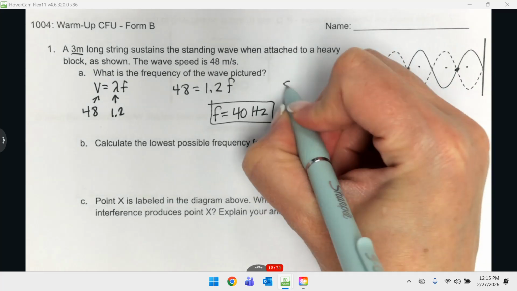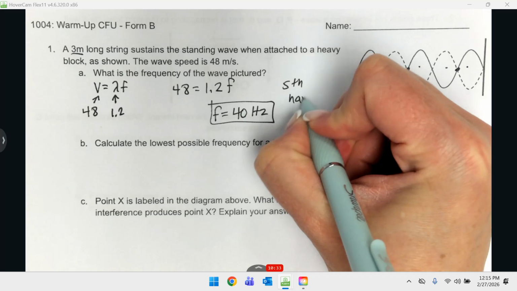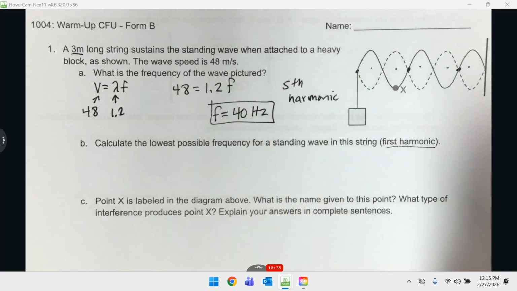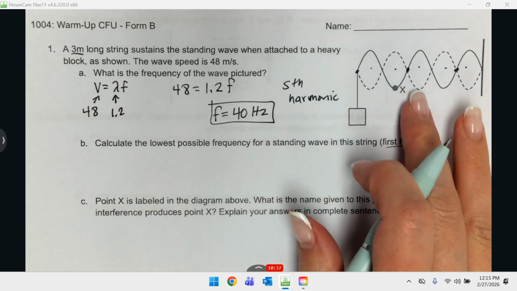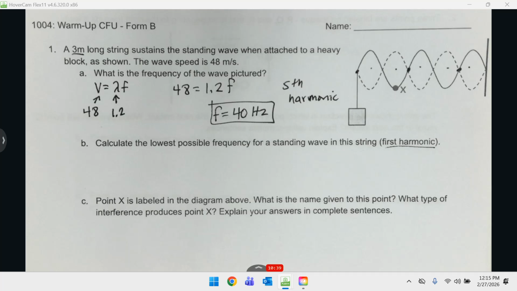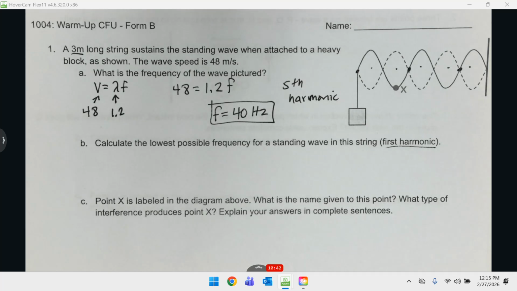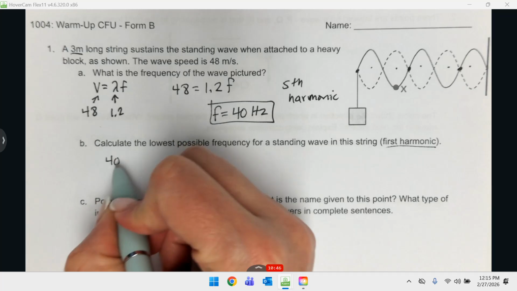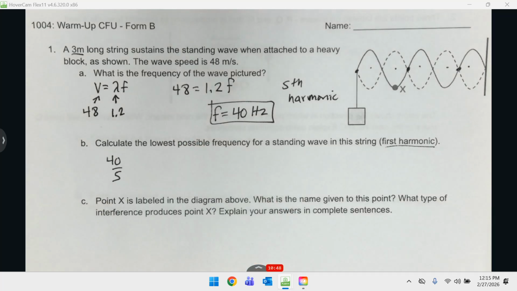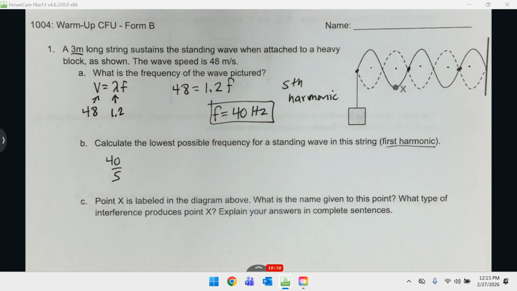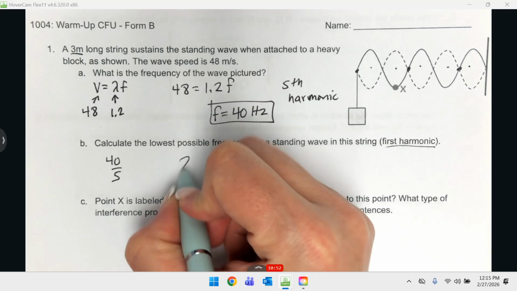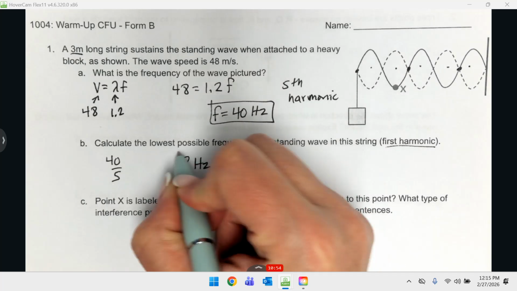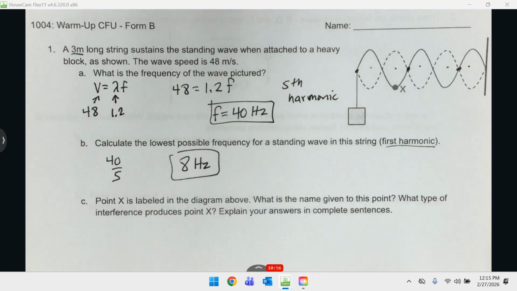This is the 1, 2, 3, 4, 5th harmonic. Okay, so again, you would need to know what harmonic you're looking at up here in order to use that information to help you answer here. So the 5th harmonic has a frequency of 40 hertz. That means the fundamental frequency, or the first harmonic, would be 40 divided by 5. Okay, because again, each of them is a multiple of that fundamental. Again, 40 divided by 5 is 8 hertz. So the fundamental frequency of this wave is 8 hertz.